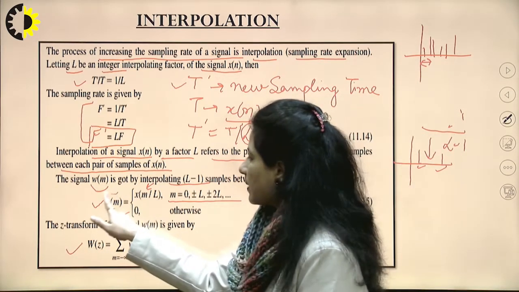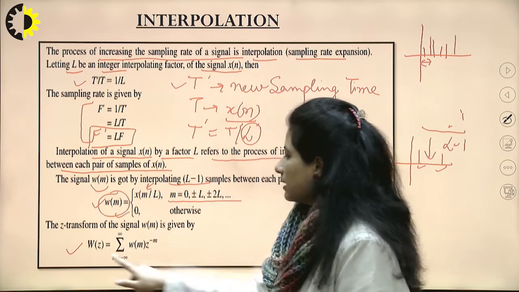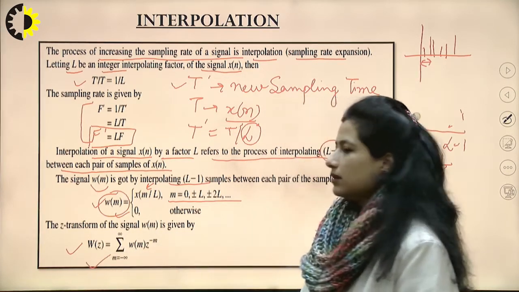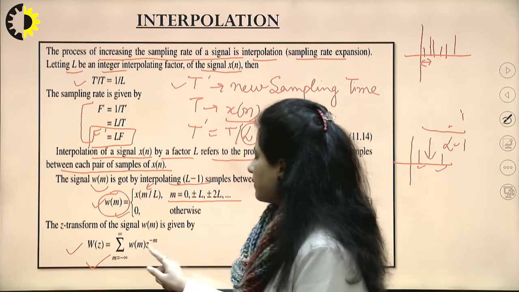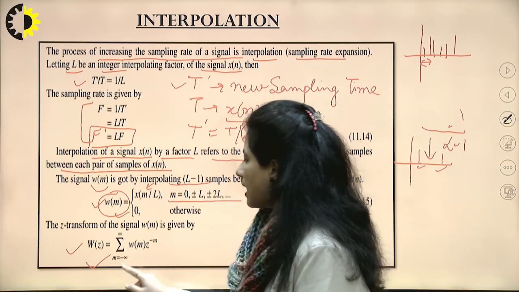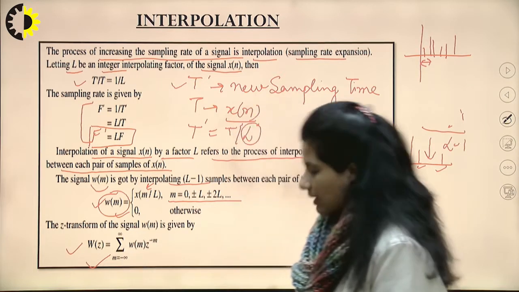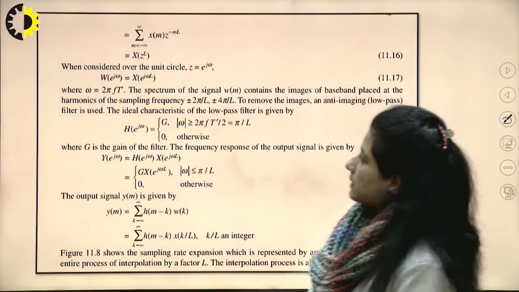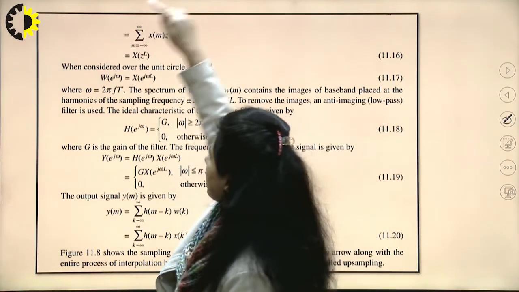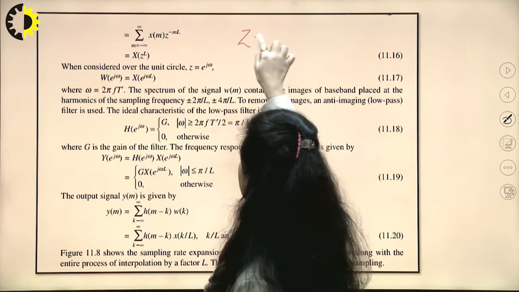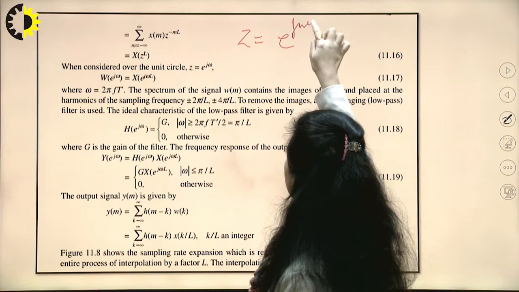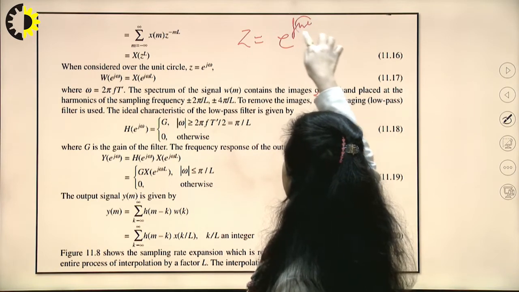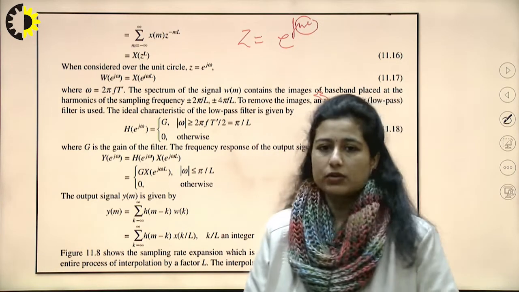So this w[m] is the interpolated signal. This would be represented in the form of the definition of the Z transform, that is the sum of w[m] Z raised to the power minus m, and it is an infinite summation. This can also be represented as, if this Z is evaluated on a unit circle, then what I am doing is increasing the frequency. I am increasing the frequency by a value L.